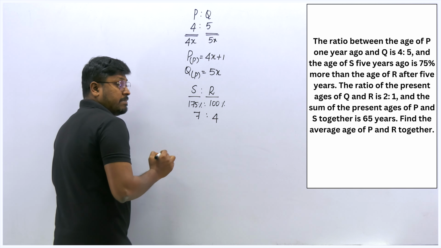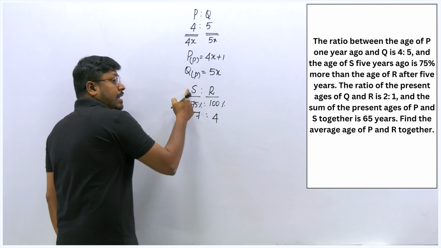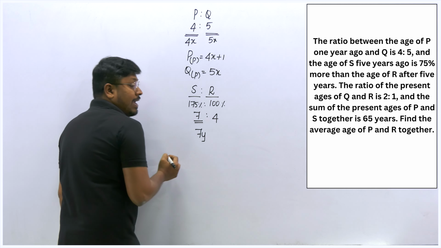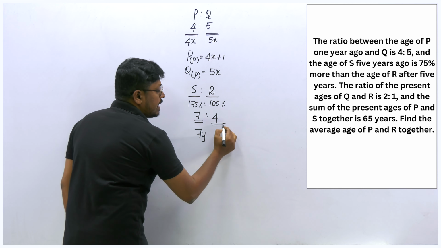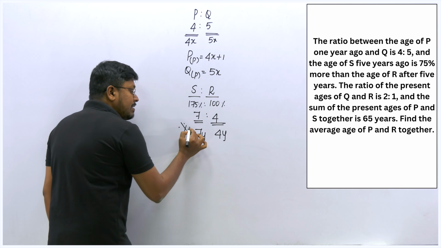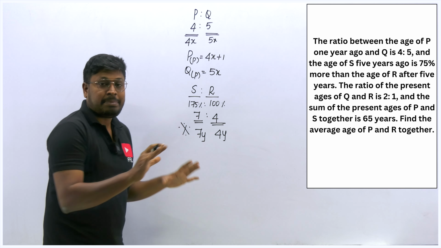This will be 7 times. So now we can take the age of S as 7y. So 7y will be the age of S, R age as 4y. So friends, understood or not? And be careful here. This 7y and 4y is not their present age.